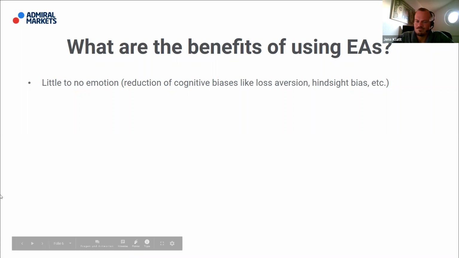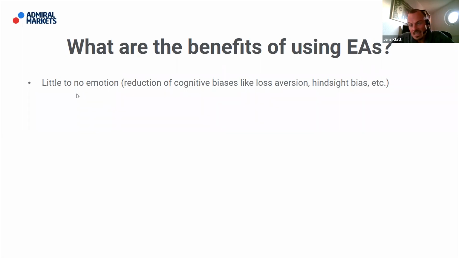And you can already guess what one of the main benefits is, because it's quite clear. If there is a computer which is generating the trading signal, there's obviously no emotion involved at all, at least not when it comes to pushing the button and entering or exiting the market, because the computer, respectively the algorithm here, is taking care of everything. So this means that you're reducing cognitive biases, for example, like loss aversion, hindsight bias, etc.